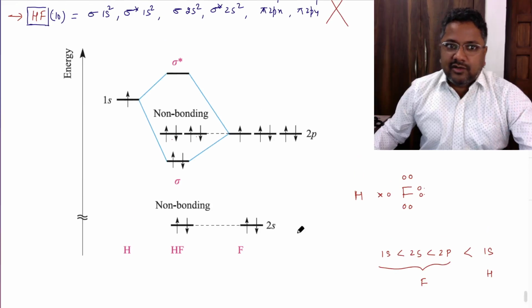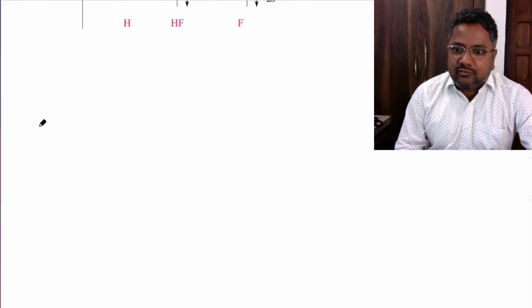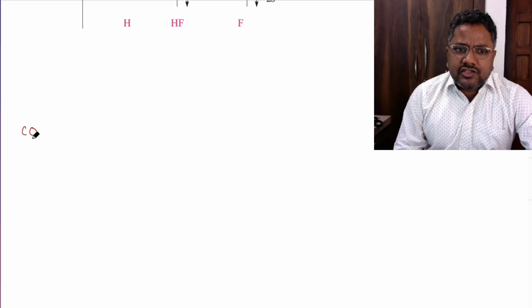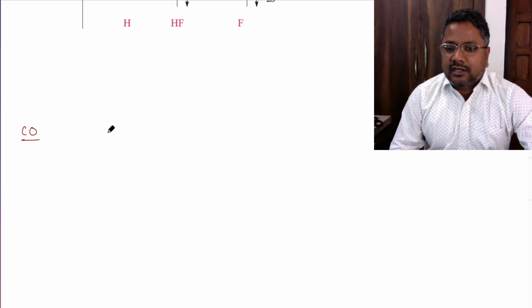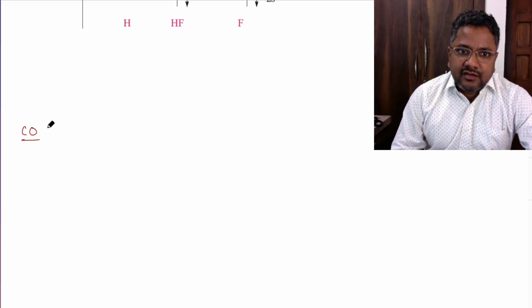I mean, with the help of this example. Now, again, I am taking one more very important molecule, that is carbon monoxide. Everybody is making a mistake here when explaining the molecular orbital treatment of carbon monoxide. What mistake are people making?